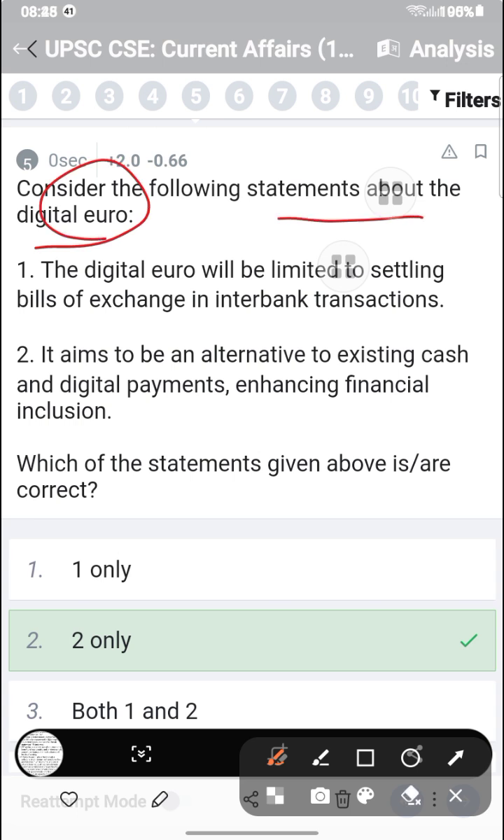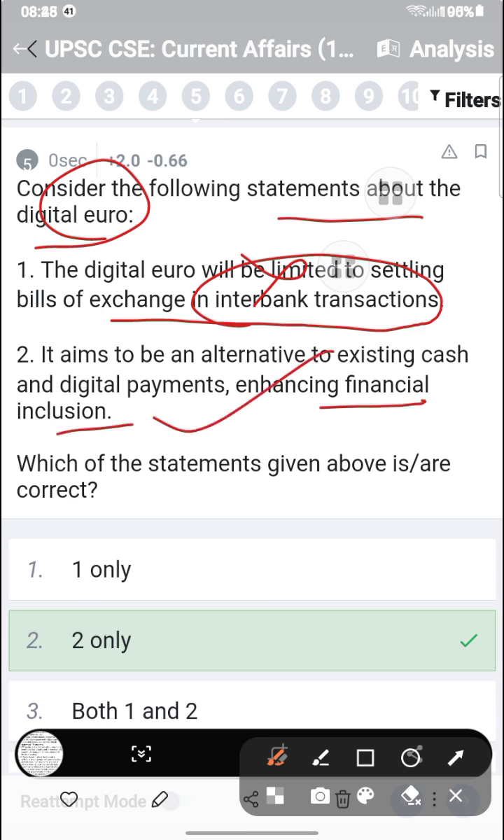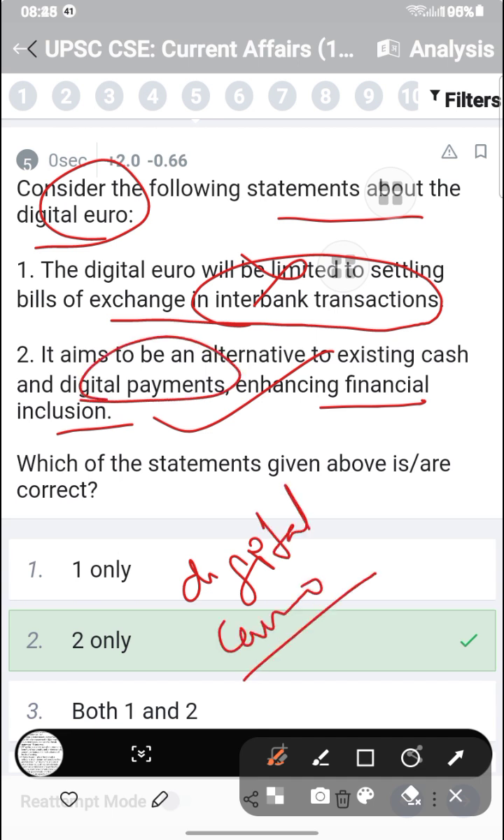The digital euro will be limited to settling bills of exchange in interbank transactions. That is not true. It aims to be an alternative to existing cash and digital payment, enhancing financial inclusion. That is true. So the digital euro is for financial inclusion and digital payment, but not for interbank transactions. We are not using it in this.